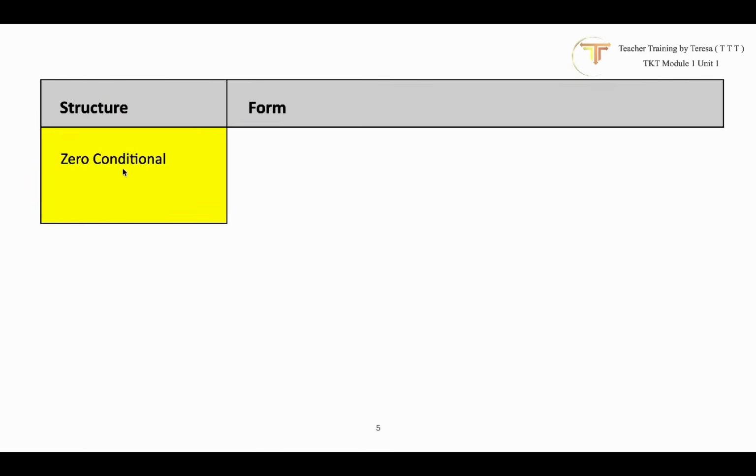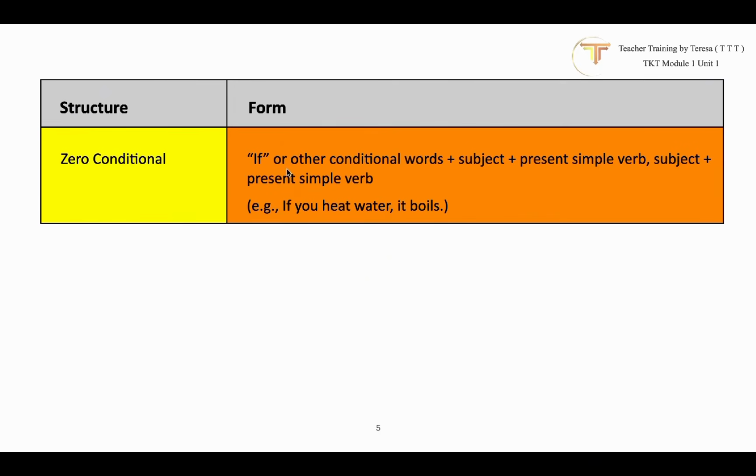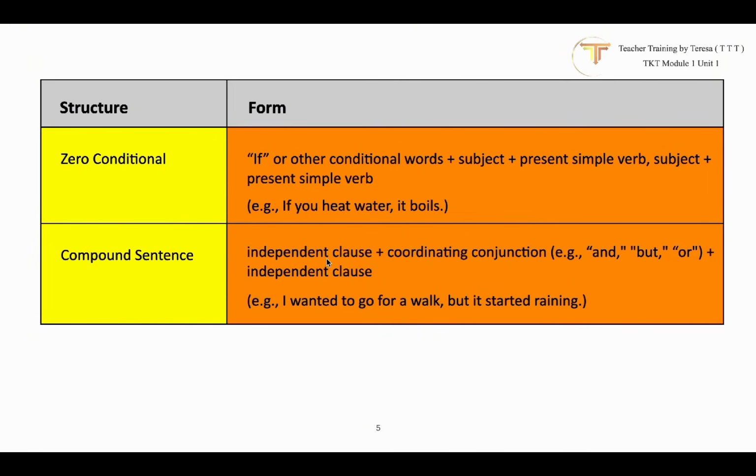Zero conditional: if or other conditional words plus subject plus present simple verb, comma, subject plus present simple verb. Example: If you heat water, it boils. Compound sentence: independent clause plus coordinating conjunction, for example and, but, or, plus independent clause. Example: I wanted to go for a walk, but it started raining.